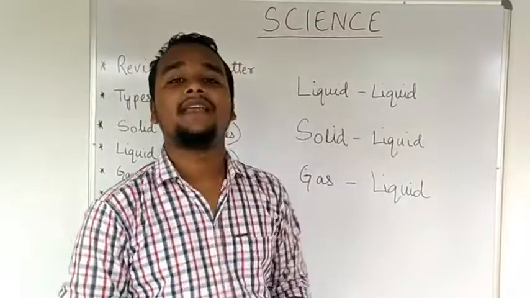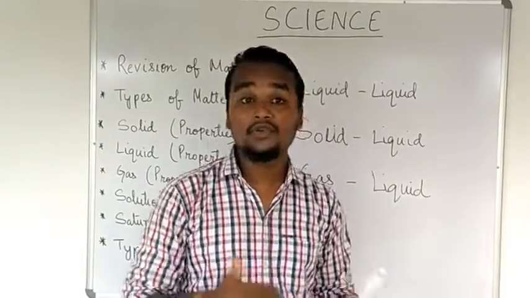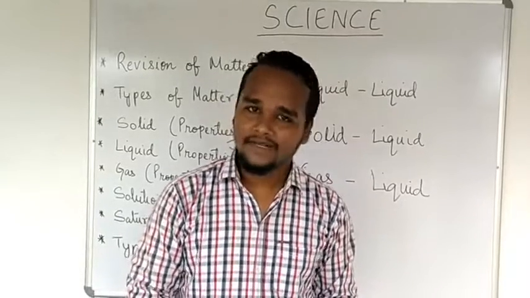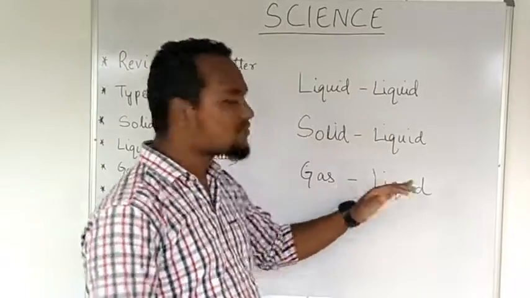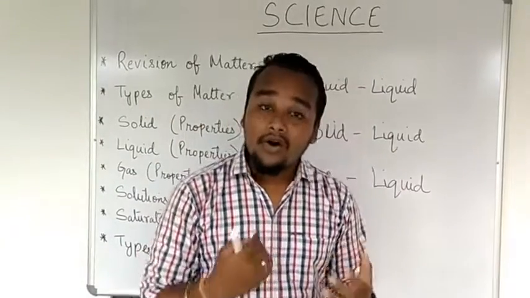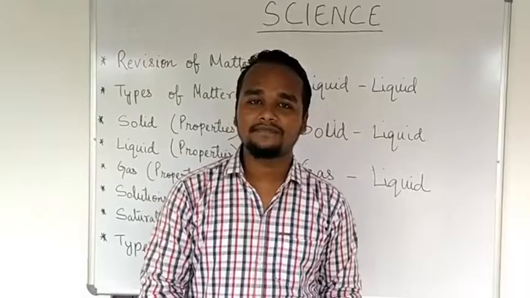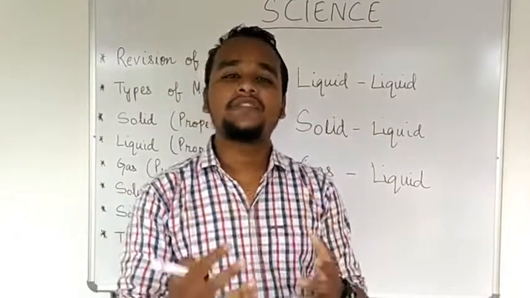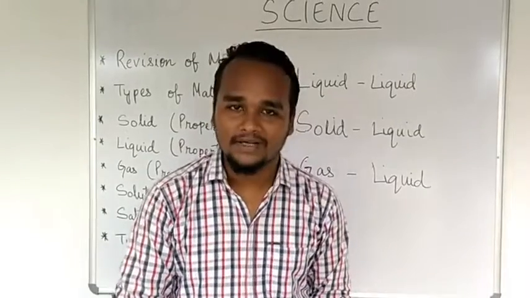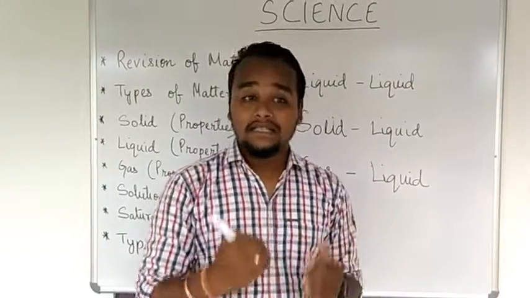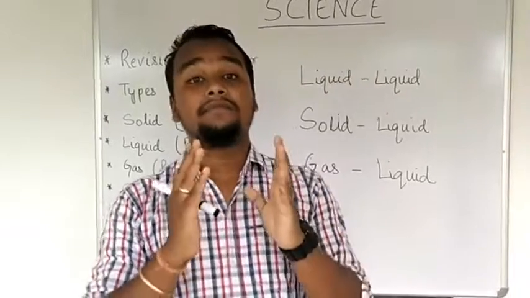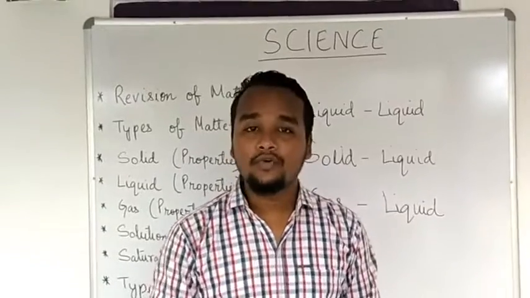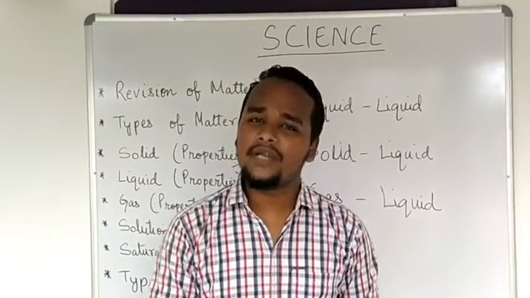Then the next is liquid to liquid solution. Lemon juice with water is an example of a liquid to liquid solution. Clear? The next one is gas to liquid solution. Oxygen dissolved in water. How are aquatic organisms surviving? It is because of the dissolved oxygen present in water. So the dissolving of oxygen and carbon dioxide into water is an example of gas to liquid solution.